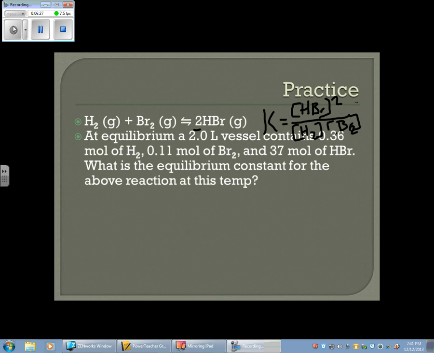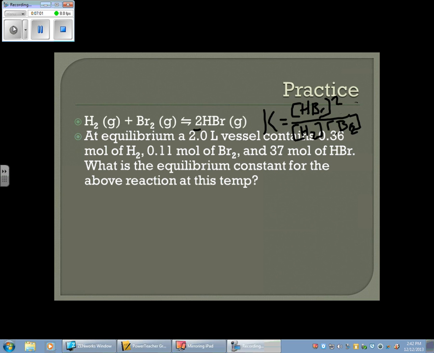Now, they generally will specify a temperature, not that you have to do anything with the temperature. It's just that it is constant for that reaction at that temperature, and so it is just specified. All right, so we're going to try and calculate K. The first thing we need to do is figure out the molarity of HBr, H2, and Br2, because that's what the square brackets mean. They mean concentration in molarity.